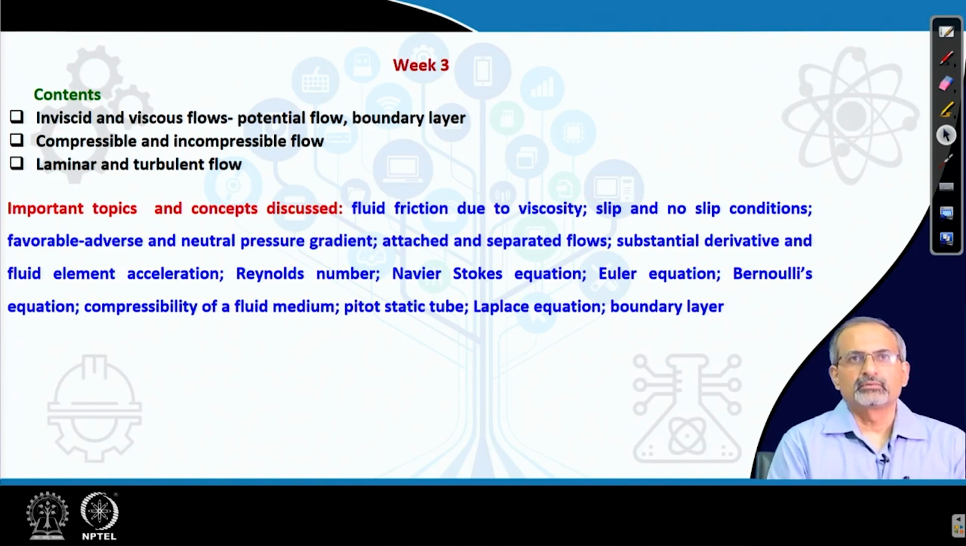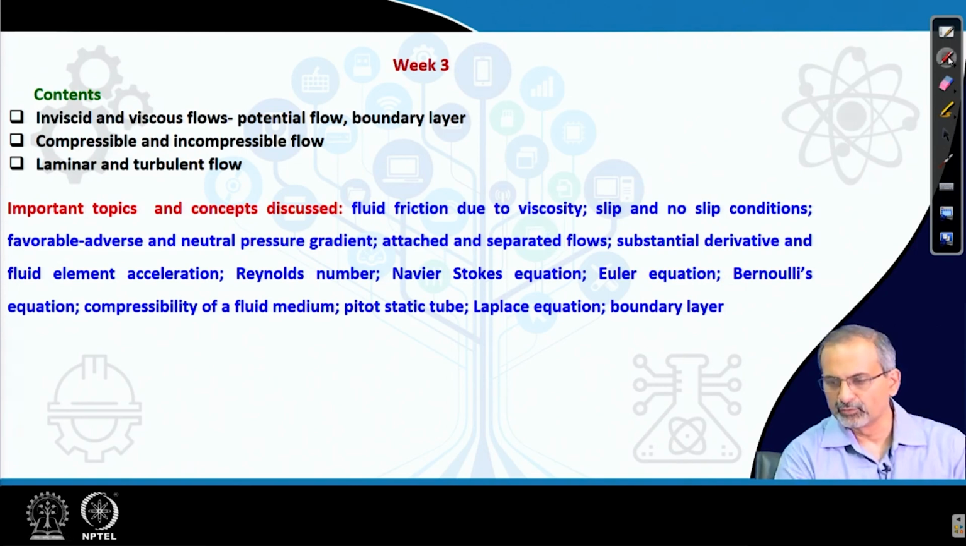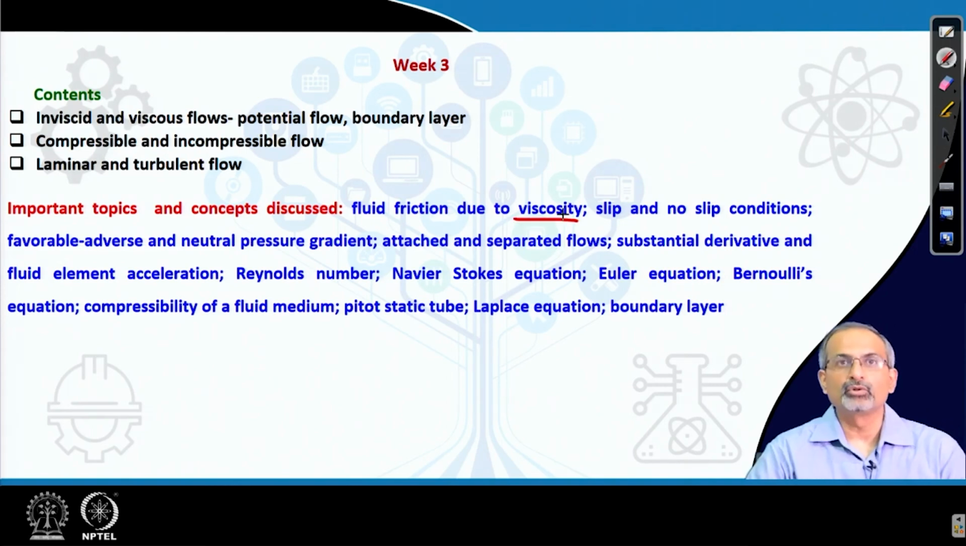Some more topics and concepts that we discussed include fluid friction that occurs due to the viscosity of the fluid and also manifests when velocity gradients are there, the slip and no-slip conditions as they apply to inviscid and viscous flows respectively, different kinds of pressure gradient situations like favorable, adverse and neutral pressure gradients, how adverse pressure gradient can affect the flow and induce flow separation.